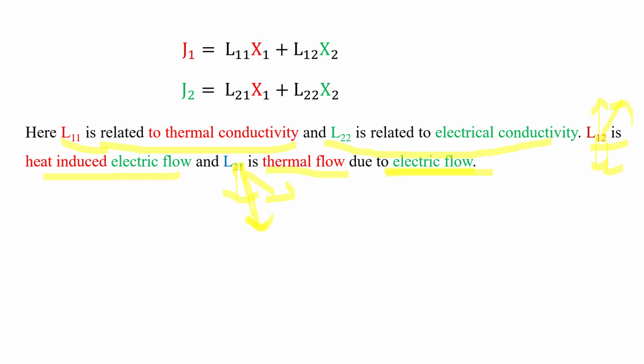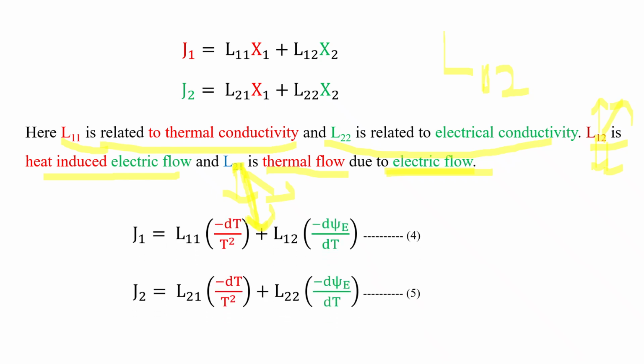So the heat flow, the final value 1 will be the actual resultant process, and due to the potential difference, there will be an electrical flow. So always, the first number represents the cause of the particular process, and the second value represents the resultant of the particular process. So here you can see, now you can write the phenomenological equation.